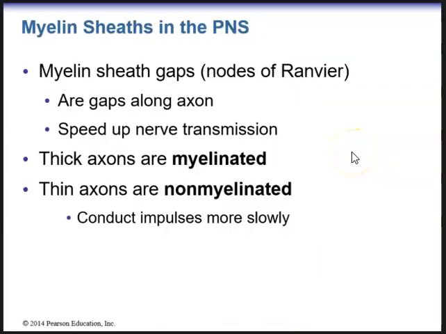So there are gaps between the myelin sheaths. These are called the nodes of Ranvier, and we were able to see those slides in the beginning of the semester. Nodes of Ranvier are gaps along the axon that help speed up nerve transmission. Thick axons are actually myelinated, whereas thinner axons are non-myelinated, so they conduct impulses more slowly.